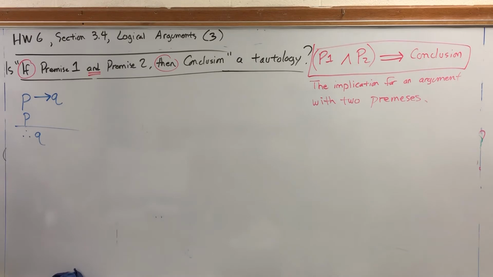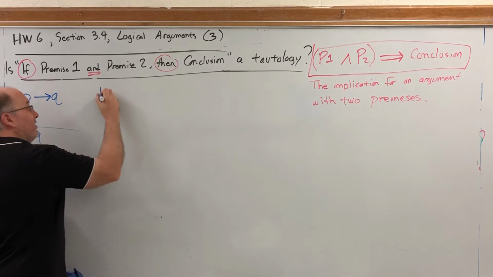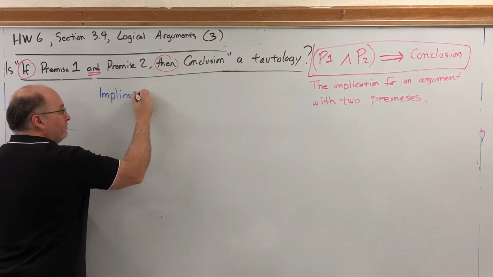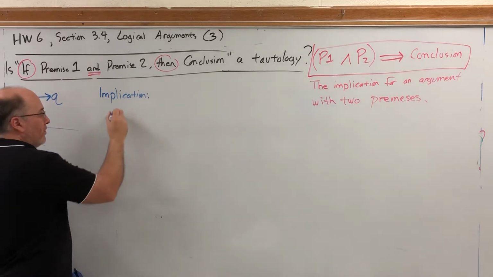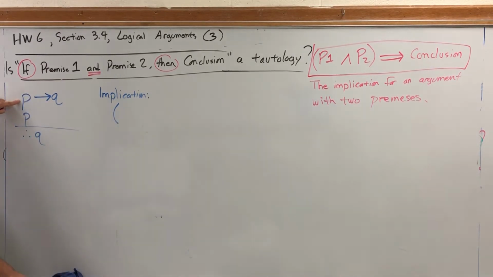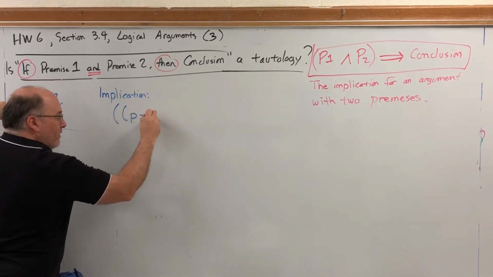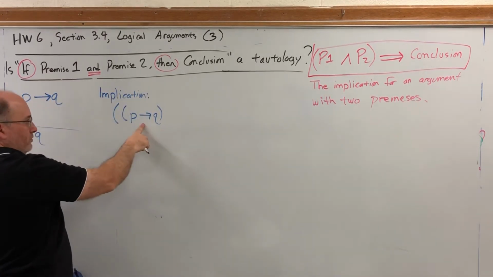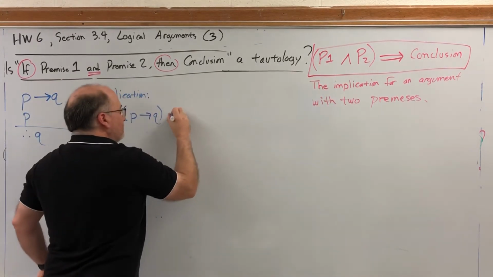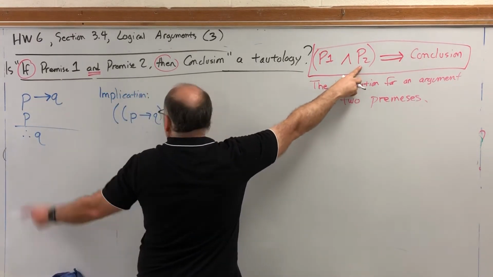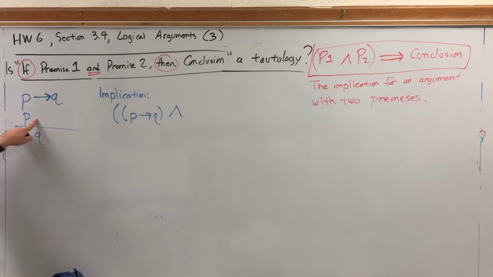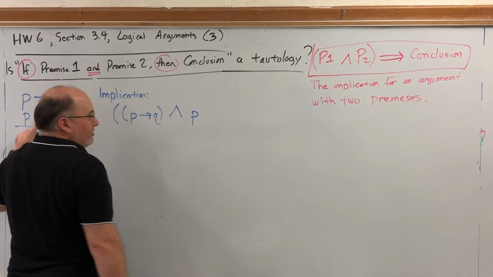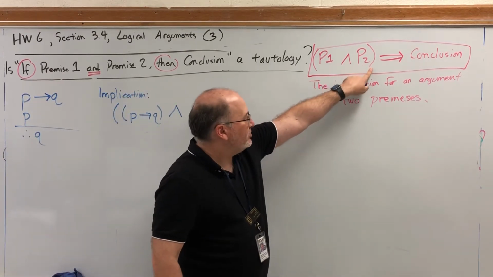Okay, so let's set up the implication for this particular argument that we've already written symbolically. The implication for this argument is going to be, open parentheses, first premise, but because this premise is a compound statement, it needs to go in parentheses. So first premise, conjunction, second premise. Our second premise is just the simple statement P, so there is no need to put parentheses around it. After the second premise, close the parentheses.